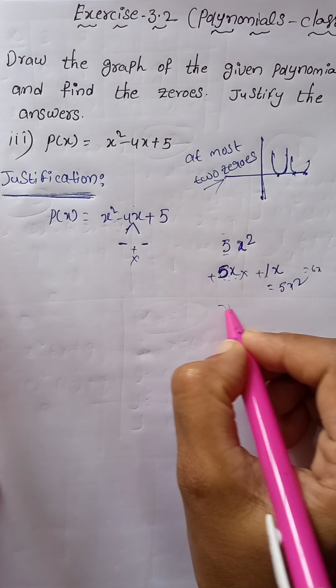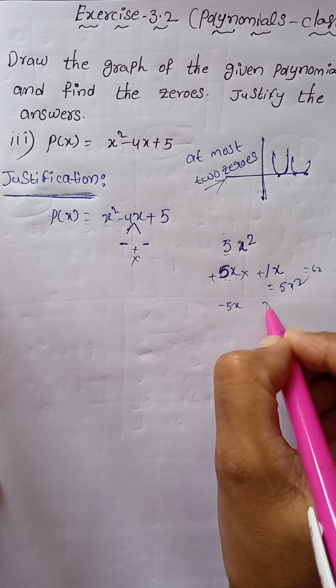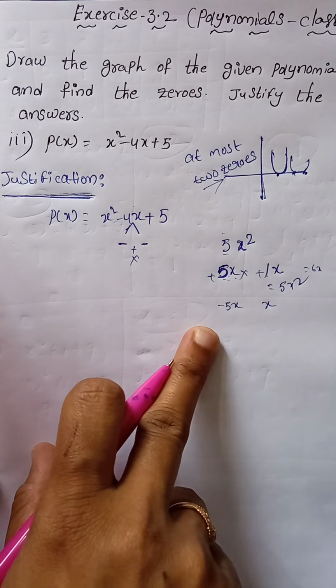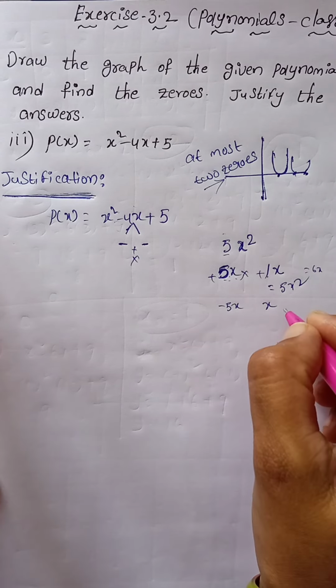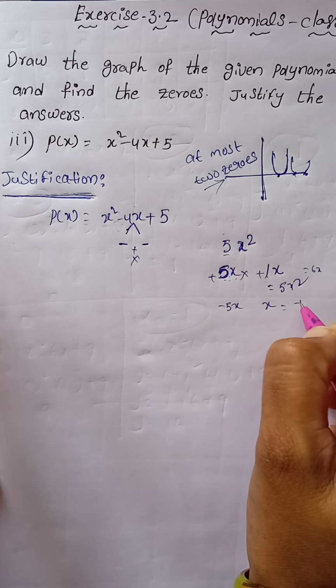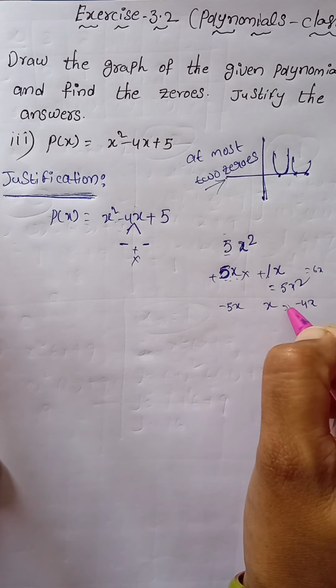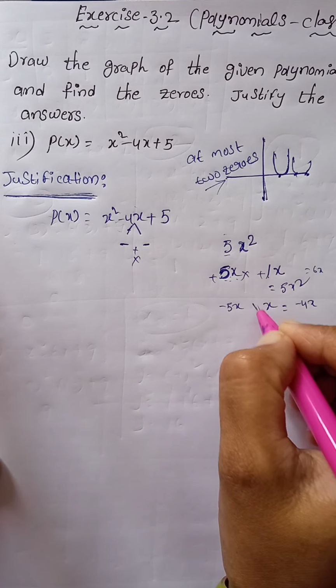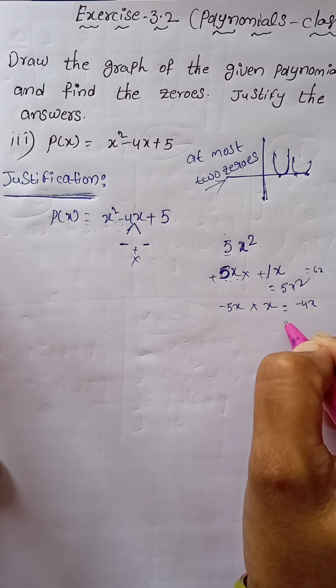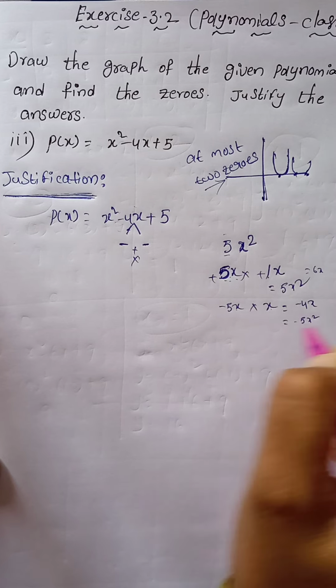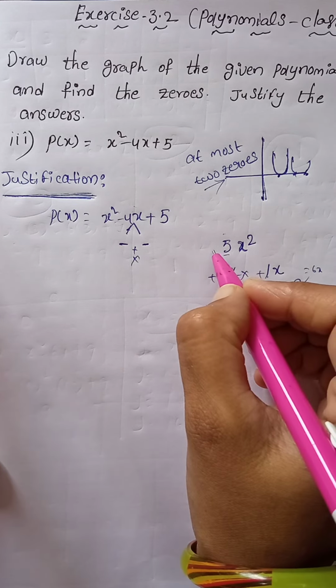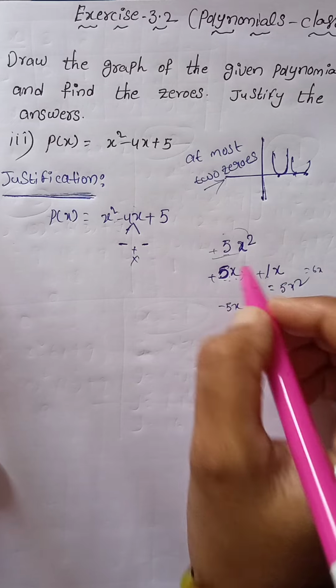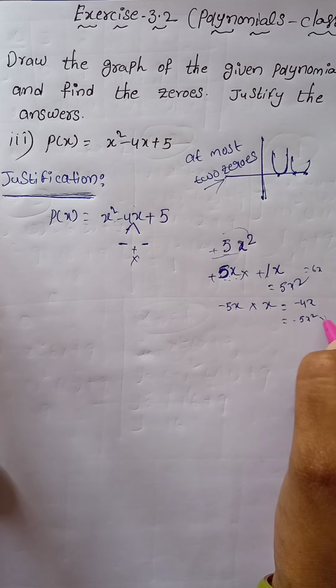Now let us take minus 5x plus x. One is negative, other is positive. If you subtract here, we will get minus 4x. But if you multiply minus 5x into x, it is equal to minus 5x square. But here we want plus 5x square. So this is also not possible.